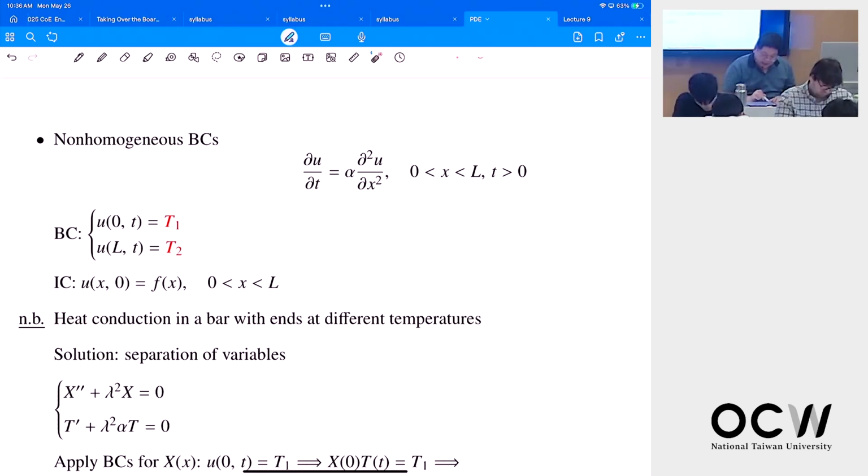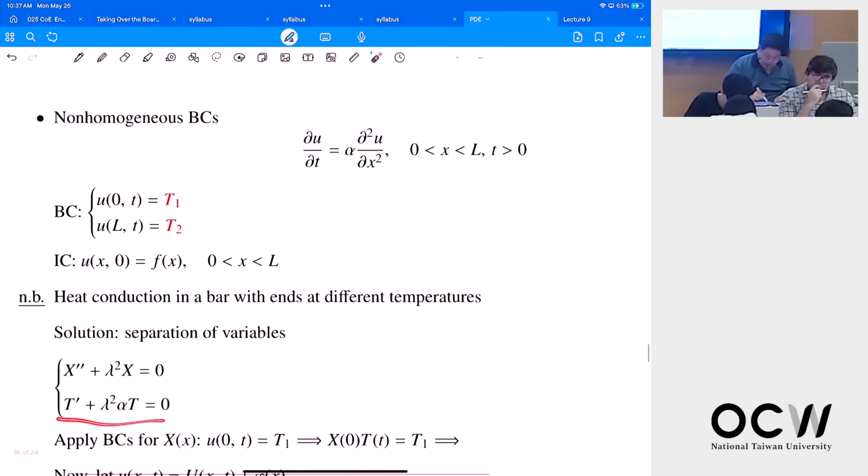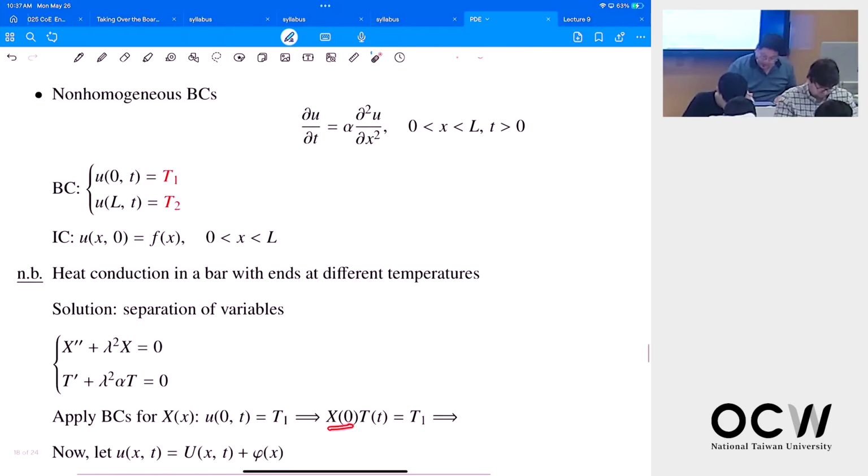This is like the heat condition in a bar, but with ends at different temperatures. In this case, how do I find a solution? We still use the separation of variables, and then we will get these two equations. Now, with these two equations, for x, we use the boundary condition first. The boundary condition at 0 is T1. So at 0, it's T1.